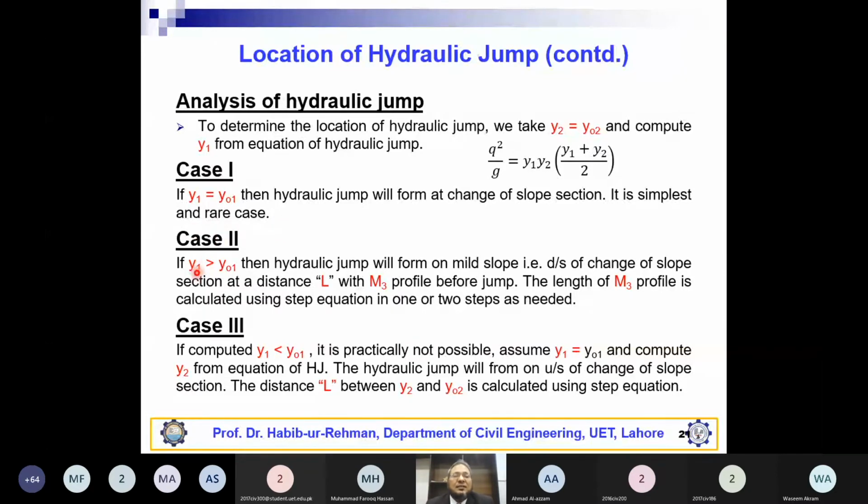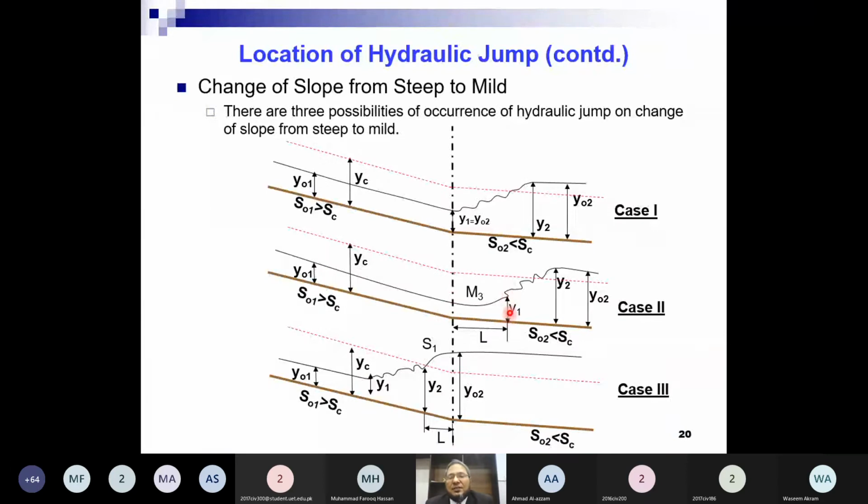Now, what is the second case? If y1, which we have computed from this equation, is greater than y01, then the hydraulic jump will form on the mild slope, that is downstream of the change of slope section at a distance L. So if this y1 is more than this value, it means definitely the hydraulic jump is forming at some distance, and that distance is L. And how can we find that distance L? That we can find with the help of the step equation. And we know y2 and y1. And so this is the hydraulic jump, but this one is the M3 profile.